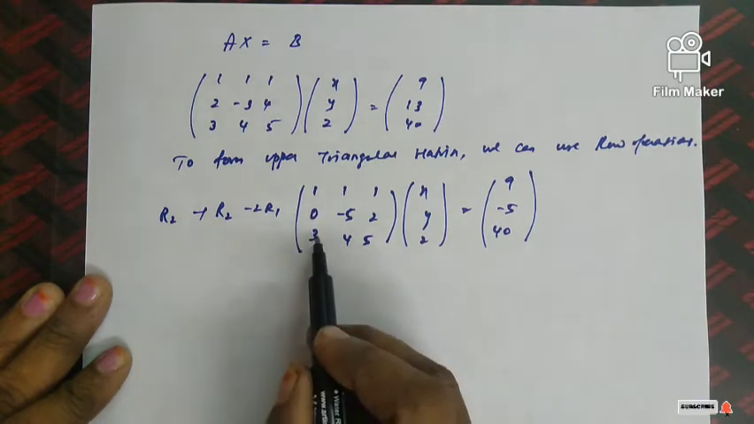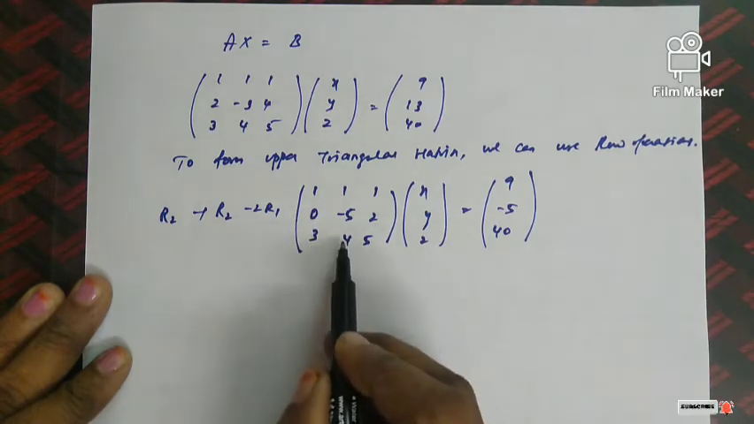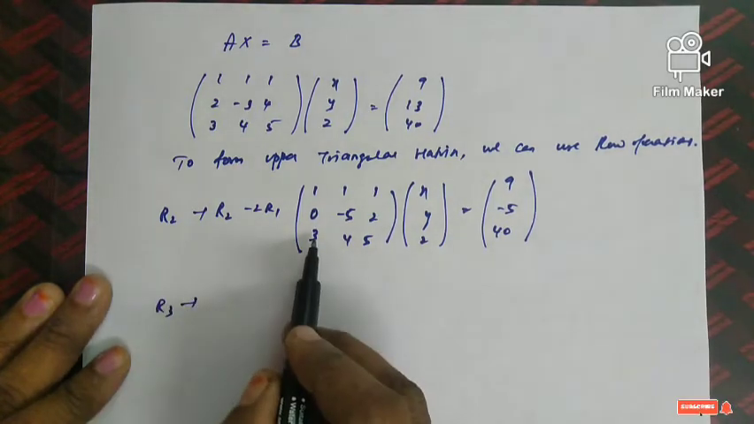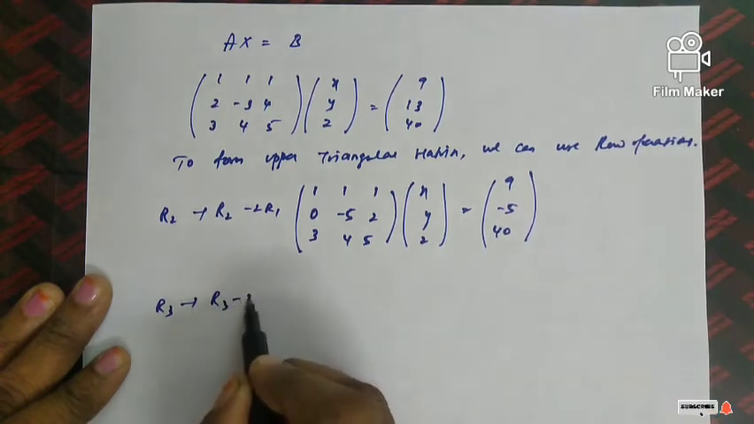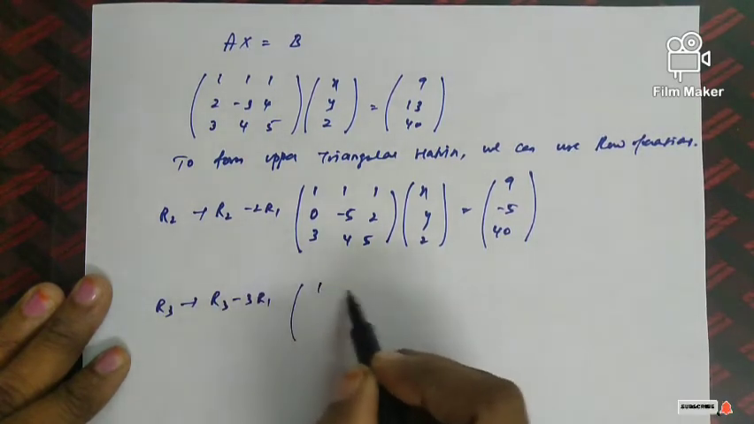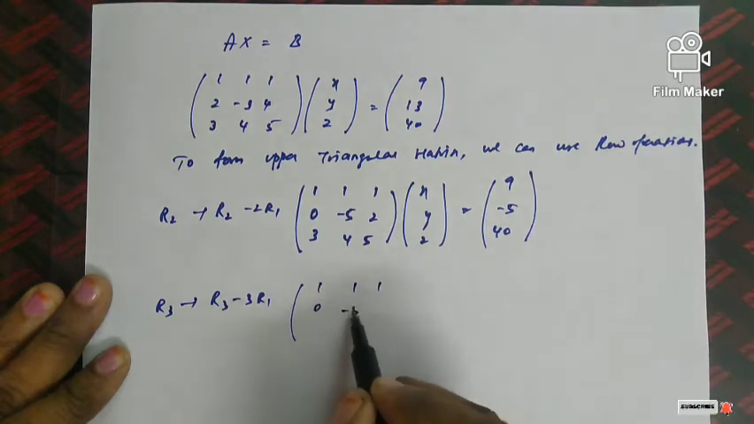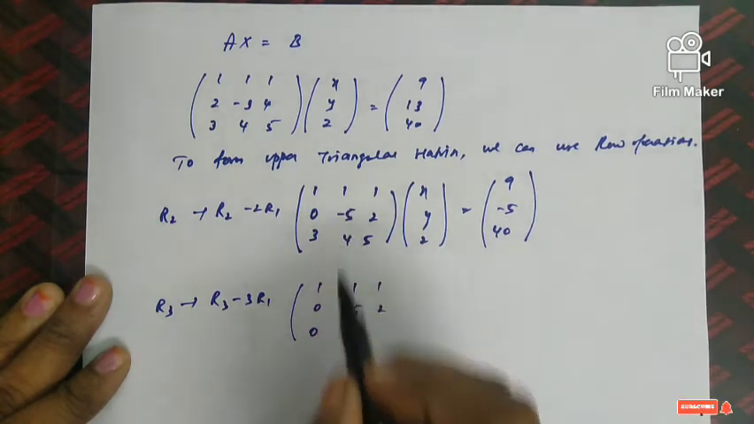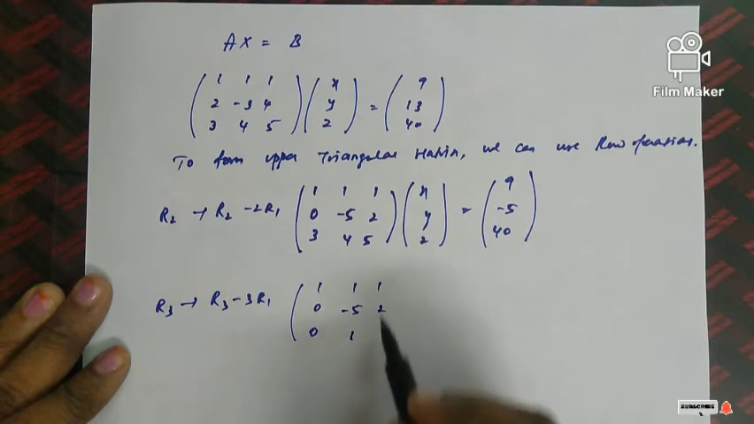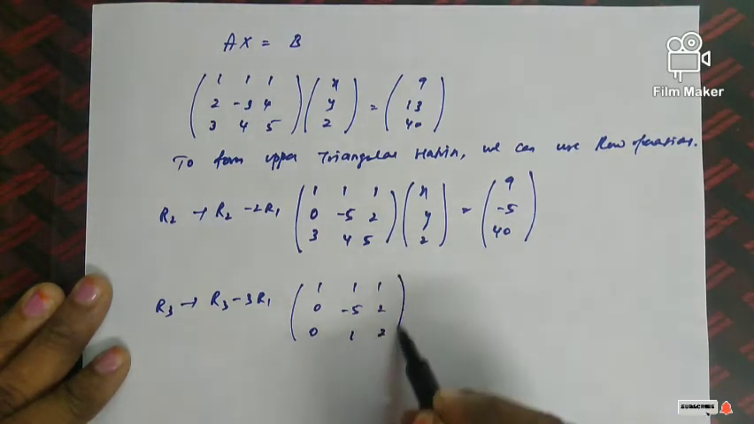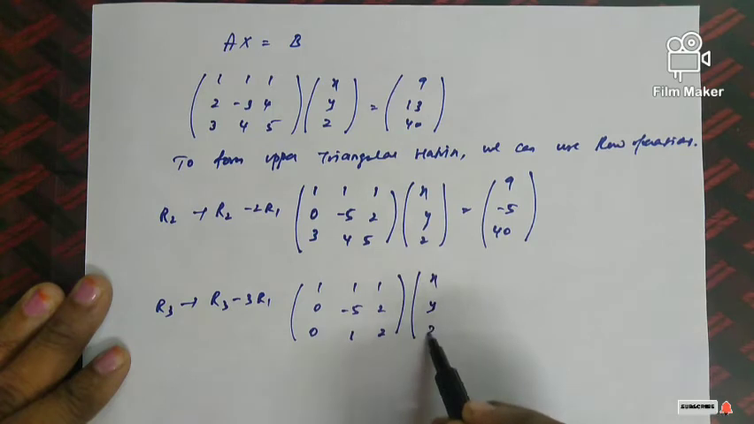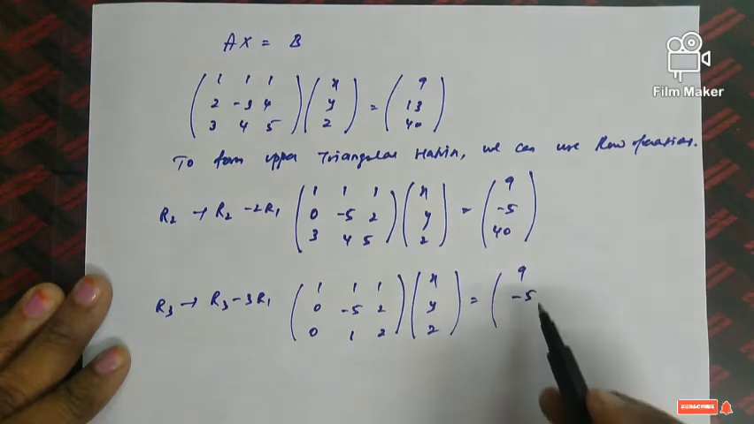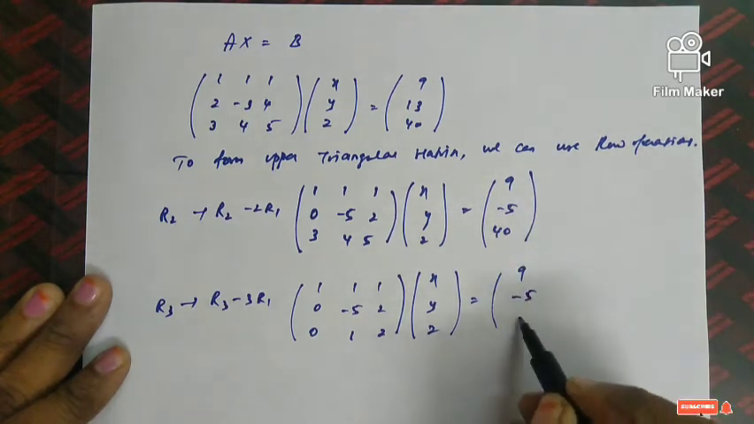This place we made 0, and the remaining two places we are also trying to make 0. So for that what we are going to do is R3 minus 3R1. The first two rows you can write as they are, 0 minus 5 2, 3 minus 3 0, and the next one 4 minus 3 1, and here it is 5 minus 3 2, into x, y, z. Here 9 minus 5, 40 minus 3 nines are 27, so you get 13.